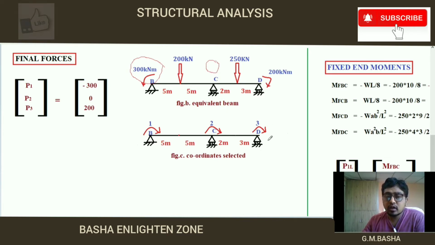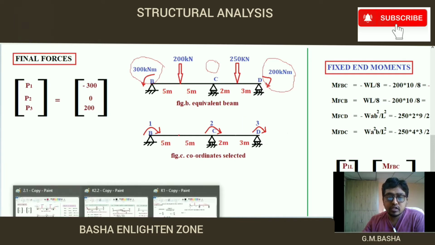Then move to the third coordinate position. If you observe, P3 is at your third coordinate position. Is there any additional moment or any direct moment at the third coordinate position? Yes. There will be an additional moment of 200 kilonewton meter acting clockwise towards D. That is the reason plus 200 kilonewton meter is your P3 final force. Like that, you have to take P1, P2, P3 final forces.